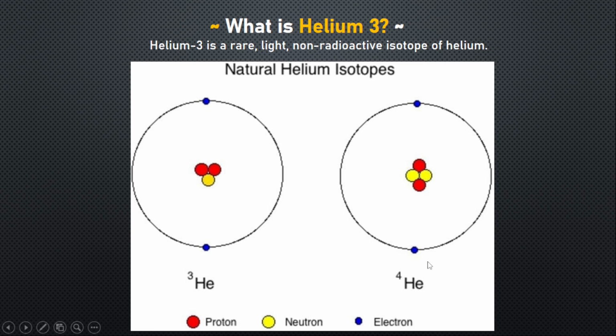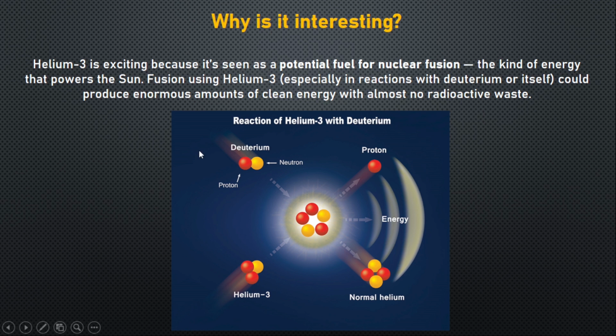Let me just put it this way: it is lighter than its counterpart. It is lighter, and also it is non-radioactive. It's a non-radioactive isotope of this. But why is this chemical element so interesting? Why is it getting all the nations crazy about going to the moon? Because that's why they all want to go to the moon.